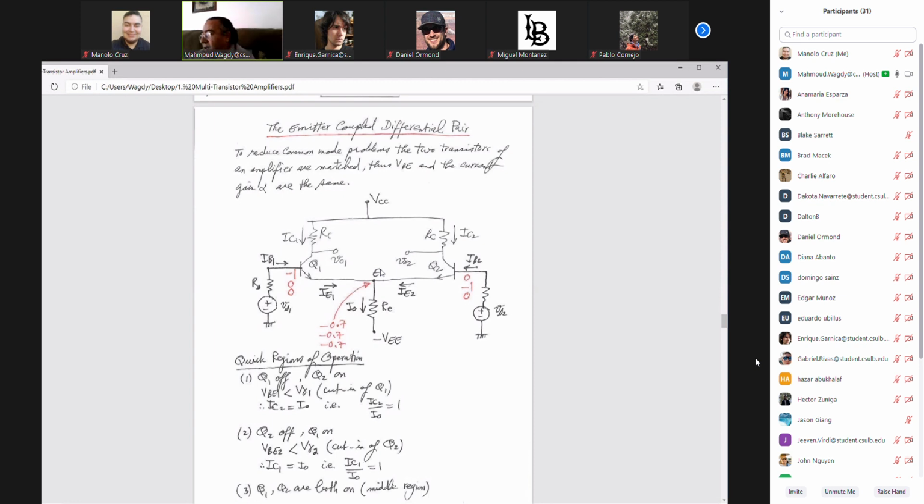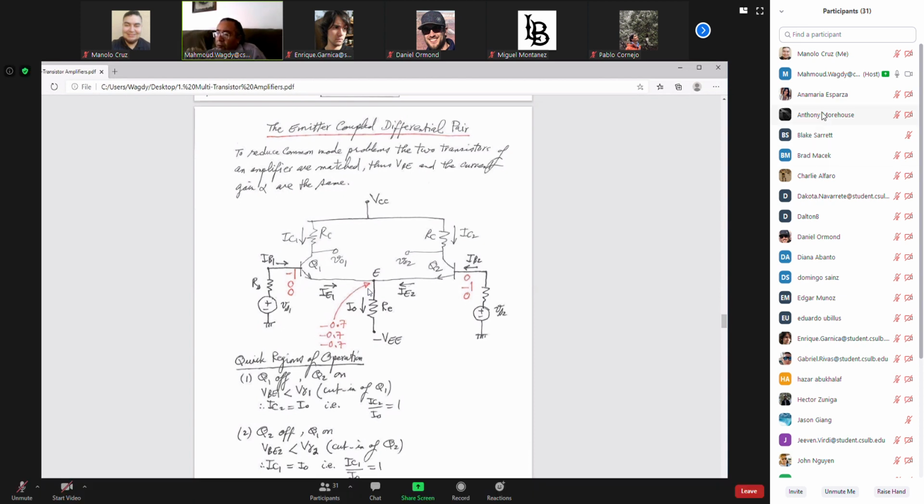Generally speaking, you need to be very careful when you take the output differentially with no ground. Generally, we try to make all our circuit, all our output voltages containing a ground.